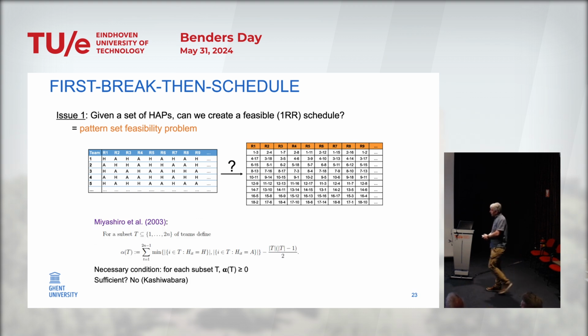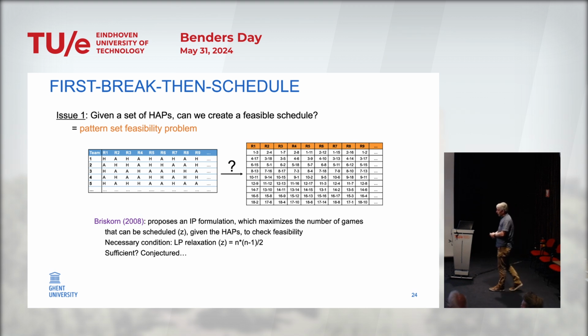Now, in 2003, Miyashiro and others came up with a necessary condition, where the idea is mainly to look at any subset of the teams and go over all the rounds and count the number of matches that you could potentially schedule between that subset of teams. And that should be at least the number of mutual games that this subset of teams plays, right? Otherwise, you're dead. Now, that condition is necessary, but has been shown later not to be sufficient.